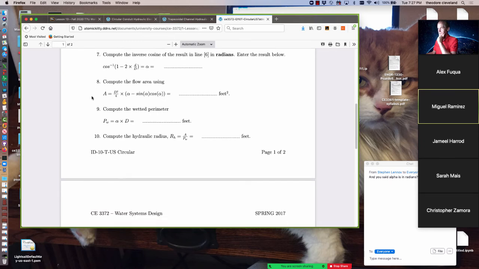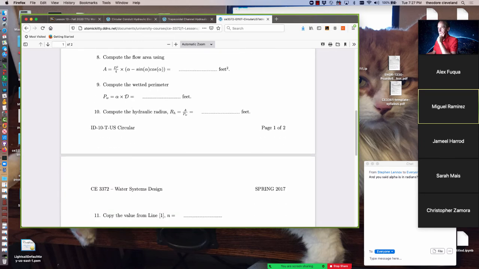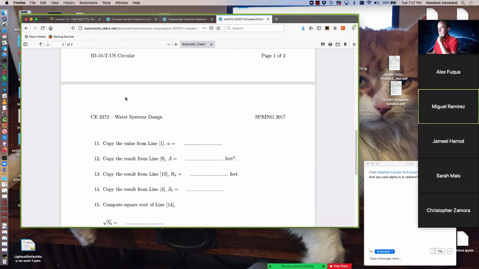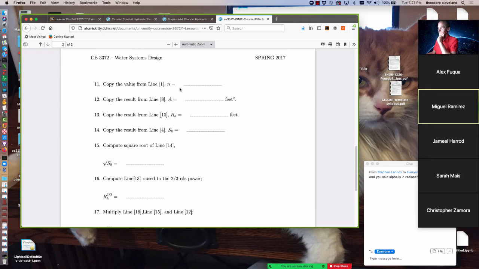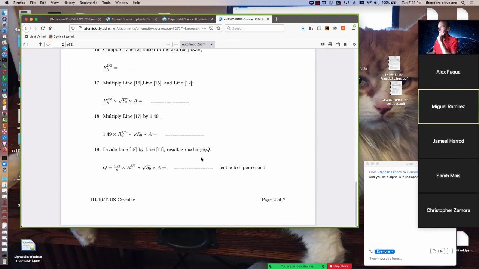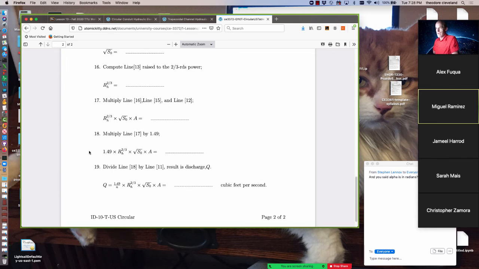Then you compute the flow area by the area formula, wetted perimeter, hydraulic radius, transfer stuff from the prior page, and boom, when you get done, you have flow in cubic feet per second. And this is often overkill, but I suppose it has the advantage that it documents all your steps.